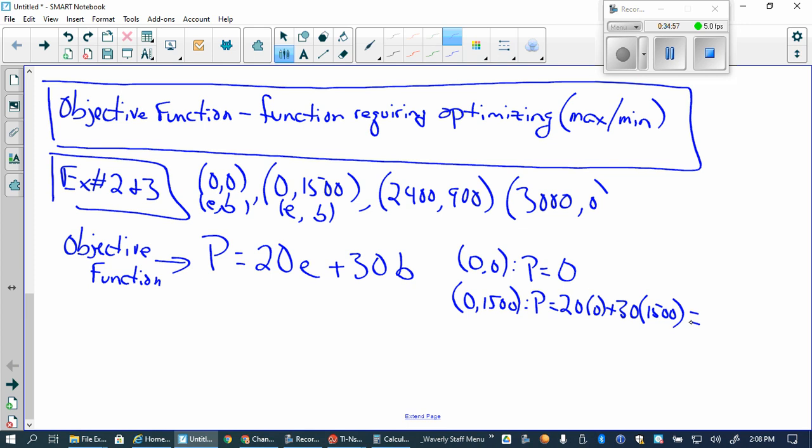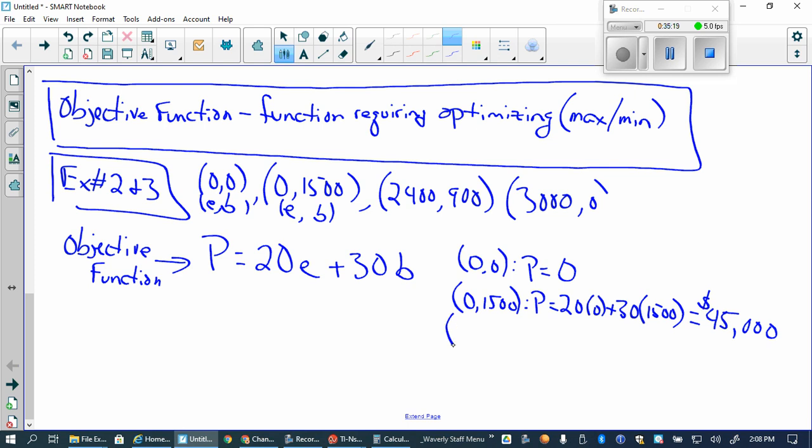Is it 45,000? So it's 45,000, yes. So that's the profit at that vertex.